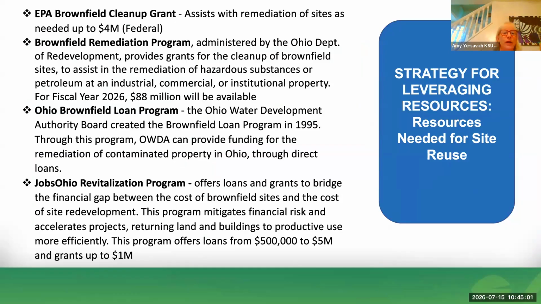This is just from a successful grant. They list not only the grant that they're applying for, the cleanup grant, but they talk about the brownfield remediation program that the Ohio Department of Development, I apologize, that was supposed to be development and not redevelopment, provides grants for. The Ohio Brownfield Loan Program that the Ohio Water Development Authority Board provides, and JobsOhio, which also provides revitalization loans and grants. So, list them out. You can put them in a table. I've seen it done that way. You want to make it really clear.